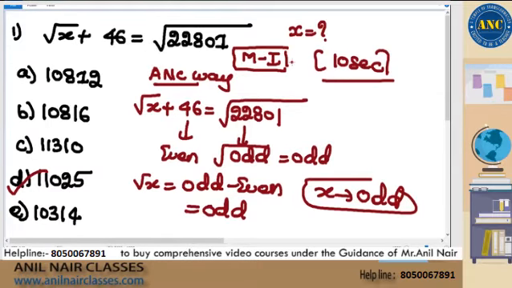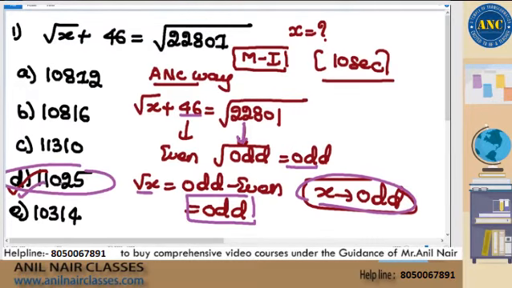Root x plus 46 is root of 22801. 46 is an even number. This is an odd number. The root of an odd number is always an odd number. Root x plus even is odd, so root x will be odd minus even. Root x is an odd number, so x will also be an odd number. There is only one option, which is 11025.